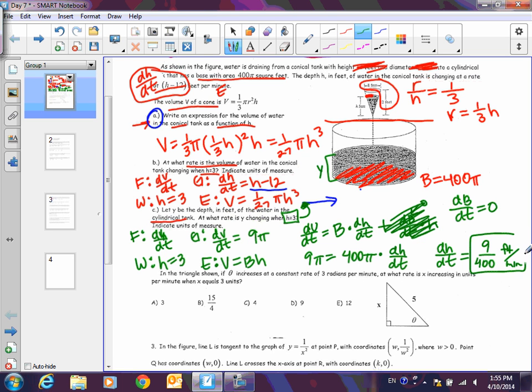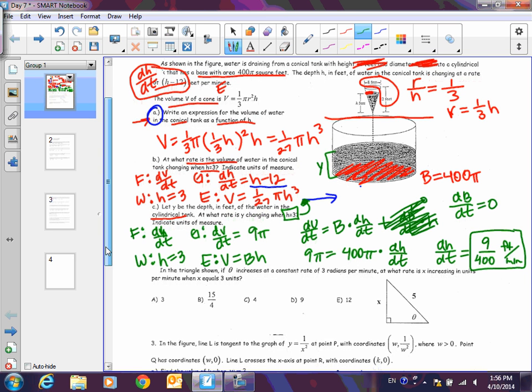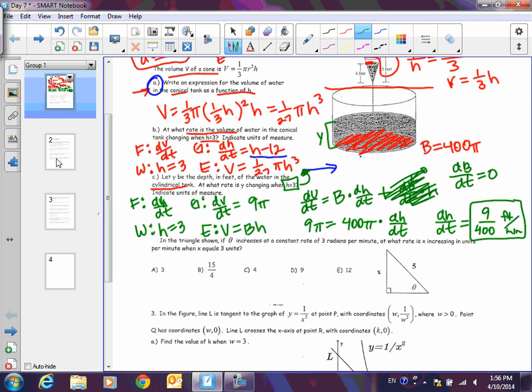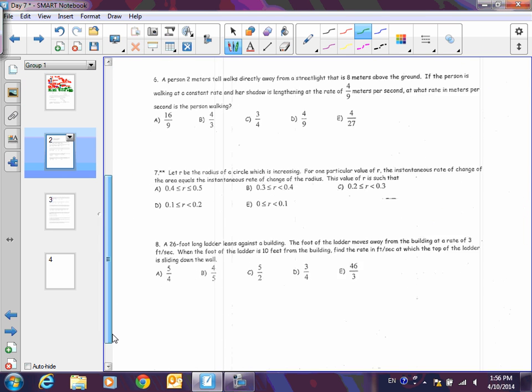All right, this was a difficult problem. Like when you look at it as a whole, it is difficult. But I like it because it reviews a lot of different aspects. So now what I want to do is go over a really easy problem. That's very common, and this is a ladder problem. The ladder sliding down the wall. So I want you to turn to number 8.